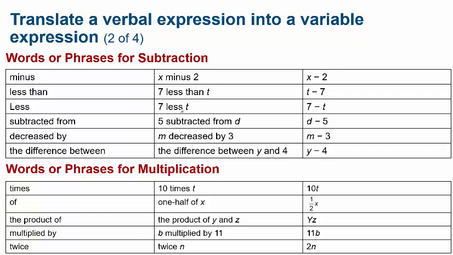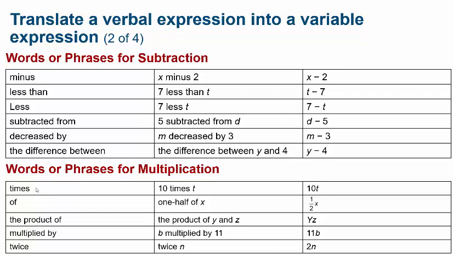Like when you see 7 less than t, that's saying t minus 7. 5 subtracted from d, you have to be careful on this one. You don't want to write this as 5 minus d, because you're subtracting 5 from d, so it would be d minus 5. And you can follow the rest of these on your own.